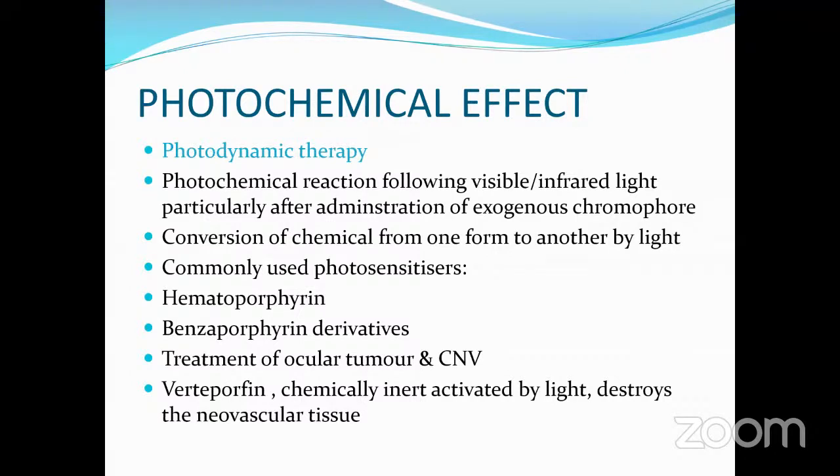Now, coming to the photochemical effect, since we were talking about the photothermal effects: photodynamic therapy. This is a photochemical reaction following visible or infrared light, particularly after administration of an exogenous chromophore. A sensitizing agent is initially given and then the laser is applied. Here there is conversion of the chemical from one form to another by the light. Commonly used photosensitizers are hematoporphyrin, benzoporphyrin derivatives, for treatment of ocular tumors and CNV. Verteporfin is chemically inert, activated by light, and destroys the neovascular tissue. Verteporfin is used for photodynamic therapy. This is given in conditions with CNVM, that is choroidal neovascular membrane, and other porphyrins may also be given.